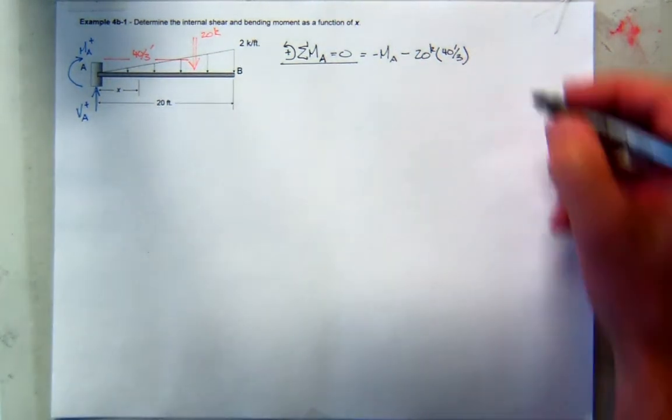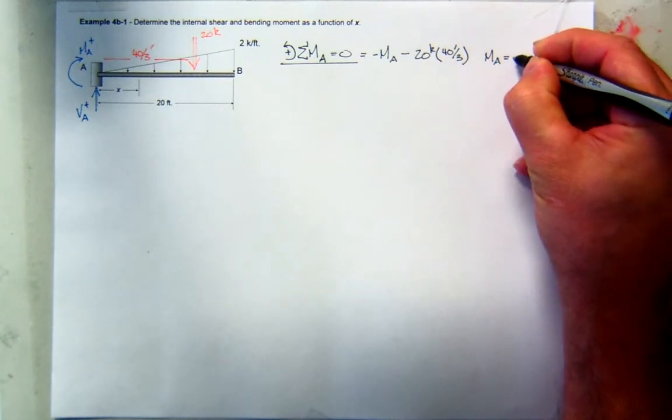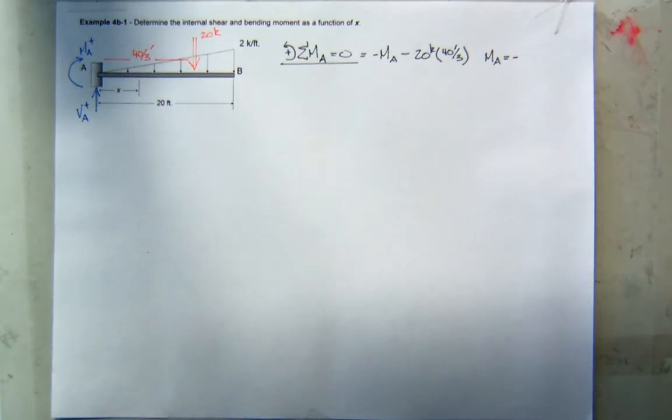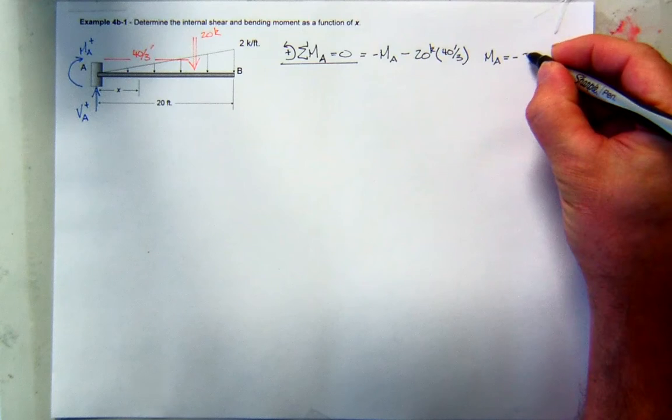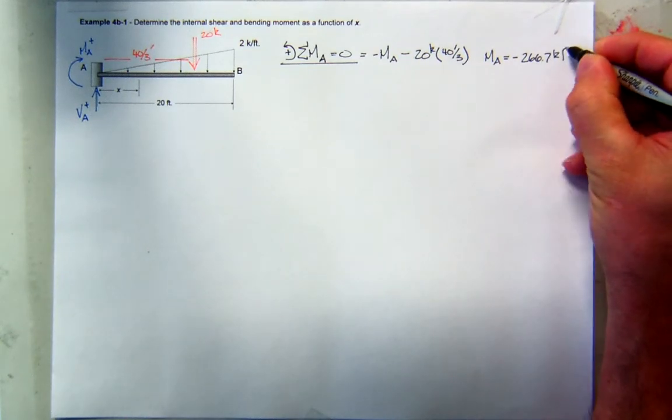So I can find my moment at A. What is my moment at A? It looks like it's going to be negative. And whatever 800 divided by 3 is, that should be 266.7. And that'll be kip feet.